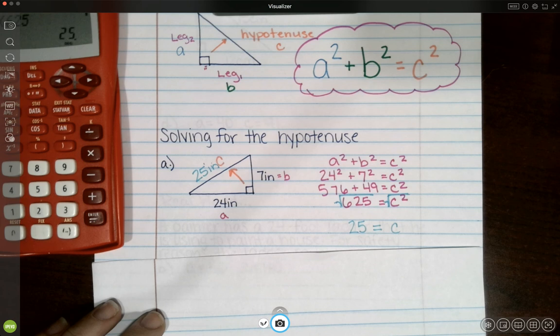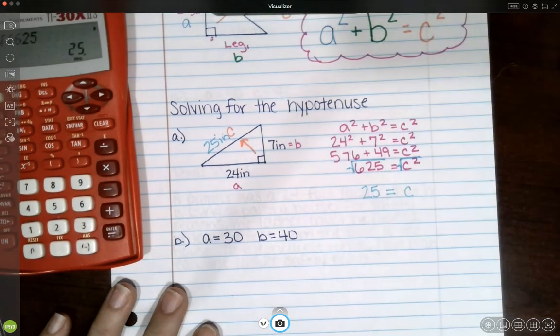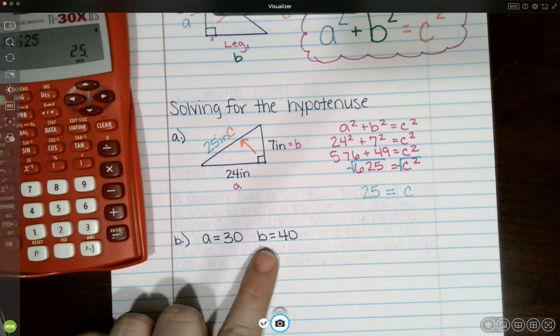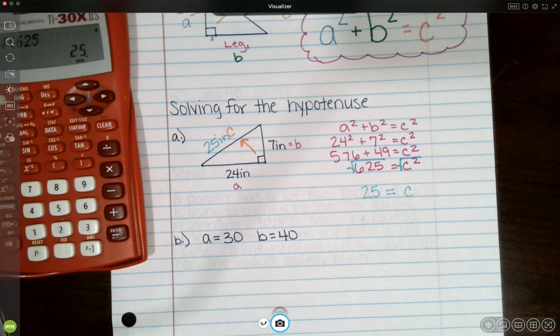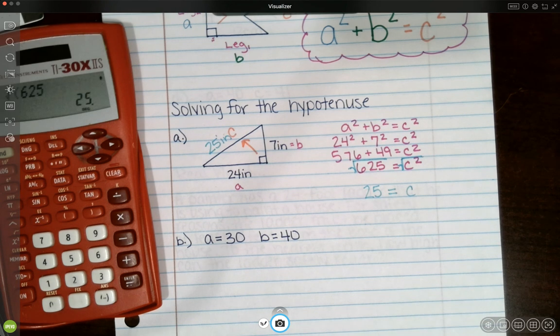All right. Here is a problem that you can go ahead and try. We have A equals 30, B is 40. Go ahead and pause the video if you want to try this on your own. All right, I'm now going to be disclosing the answer, so if you need to pause longer, please do so.